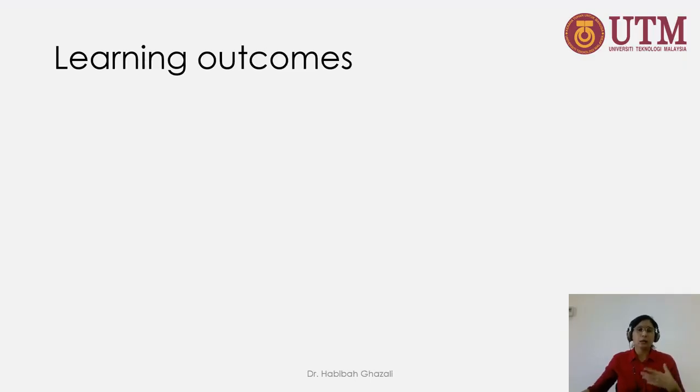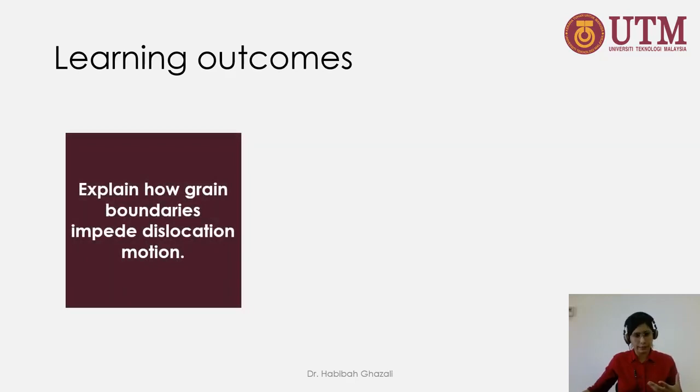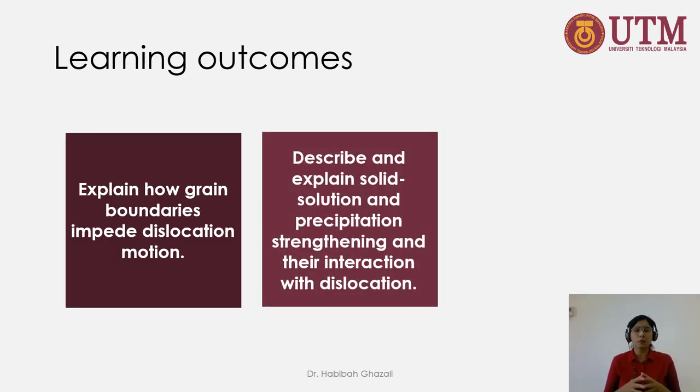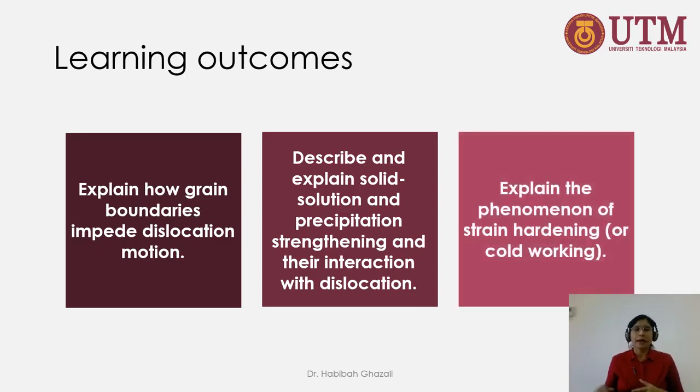One of the learning outcomes for this lesson is that by the end of this topic, you should be able to explain how grain boundaries impede dislocation motion. You should be able to describe and explain solid solution and precipitation hardening and their interaction with dislocation, and also how they impede dislocation motion. And also, you should be able to explain the phenomenon of strain hardening or cold working.